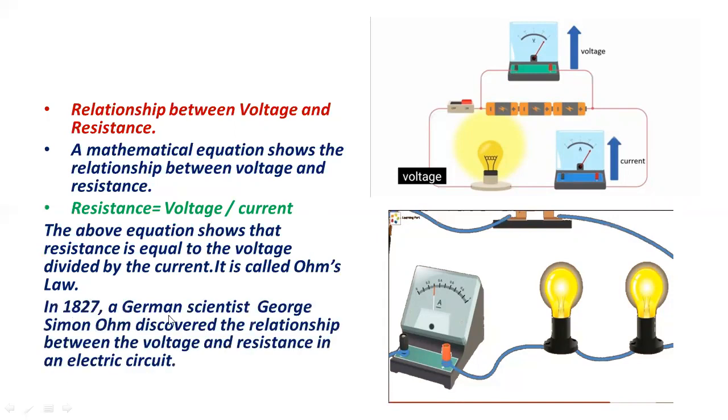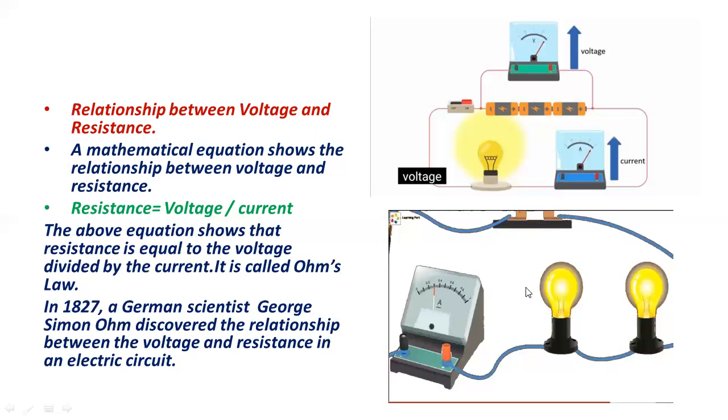In 1827, a German scientist, Georg Simon Ohm, discovered the relationship between the voltage and resistance in an electric circuit. You can see here that there are more batteries, one, two, three batteries in this electrical circuit. So more batteries means that it will produce more current. More batteries, more voltage, then more current.